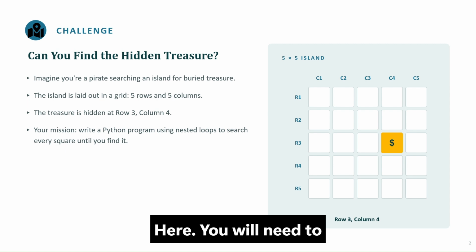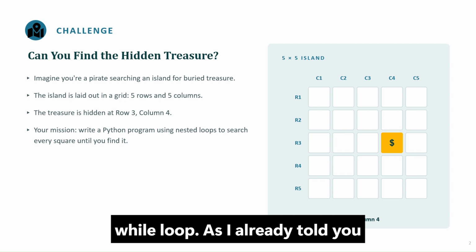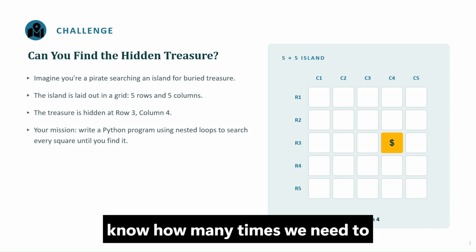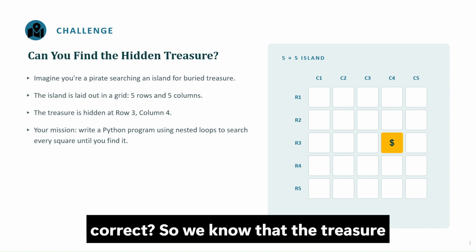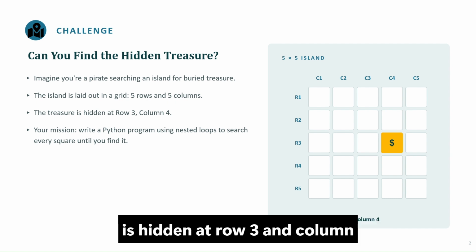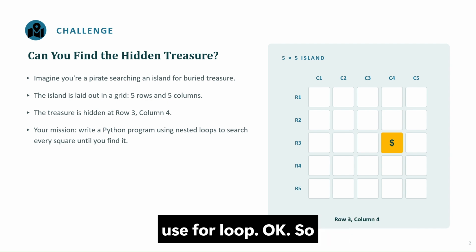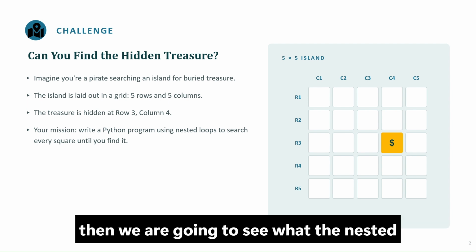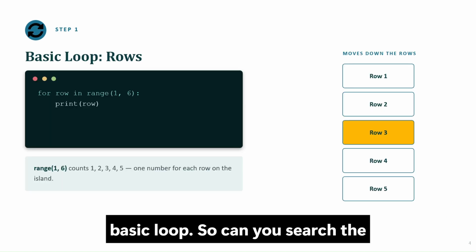Here you'll need to identify whether to use a for loop or a while loop. As I already told you, for loop is used when we already know how many times we need to iterate. Correct? Here we already know that the treasure is hidden at row 3 and column 4. So definitely here we need to use a for loop. First let us see the basic for loop, and then we are going to see what the nested loop is. So this is the basic loop.